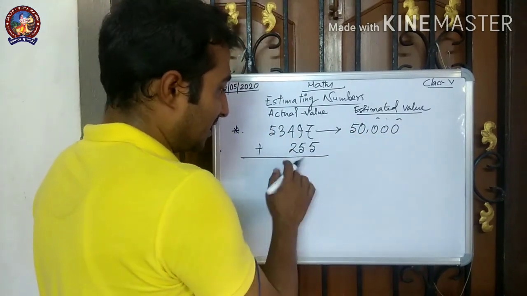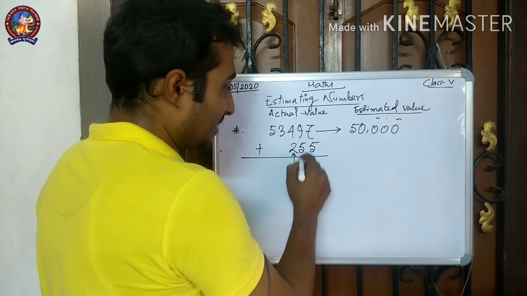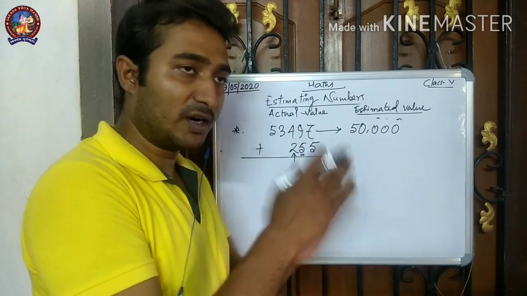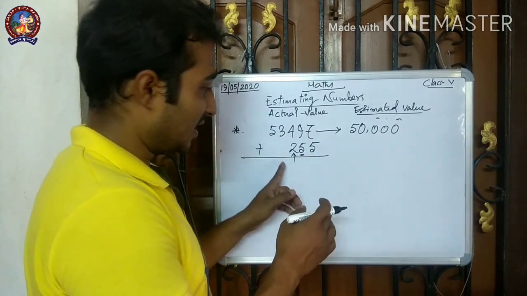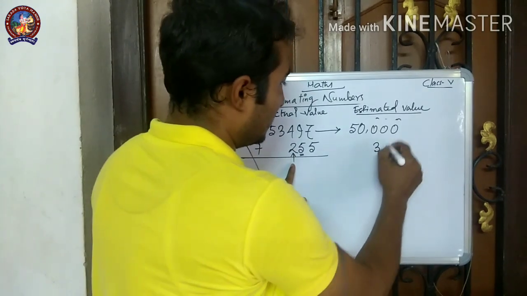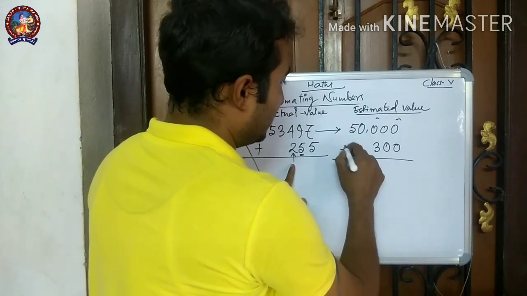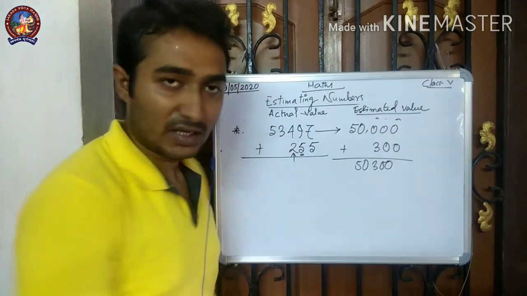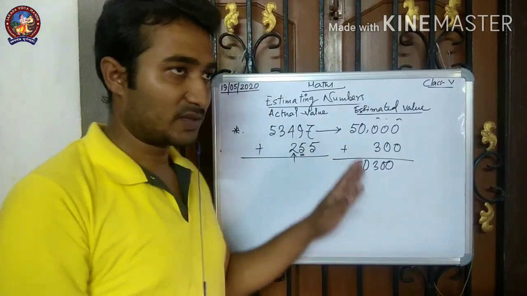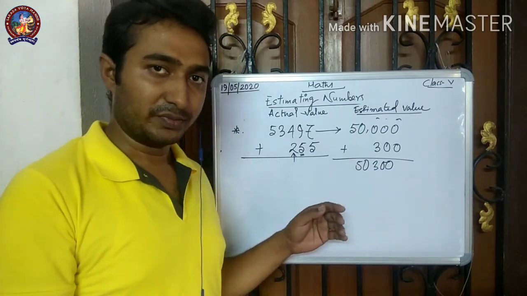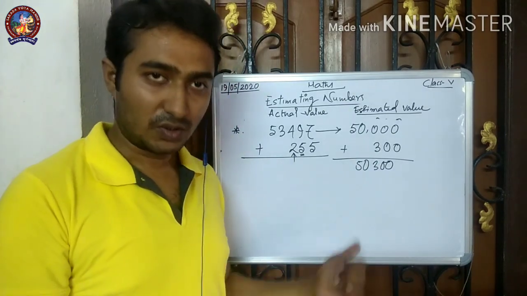And for this one, the highest place value is the 100s. The next number is 5. The rule says if the number is 5 or greater than 5, then 1 will be added. So it is 5, so 1 will be added here. So it will become 300. Now add these two, that is 50,300. So this is our answer. So addition and subtraction follow the same rule. Okay, you will try the subtraction on your own.